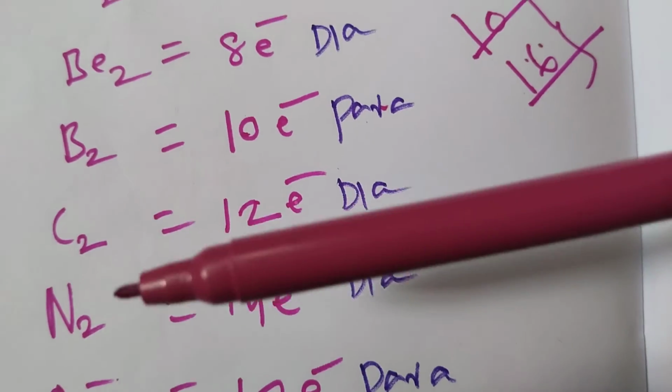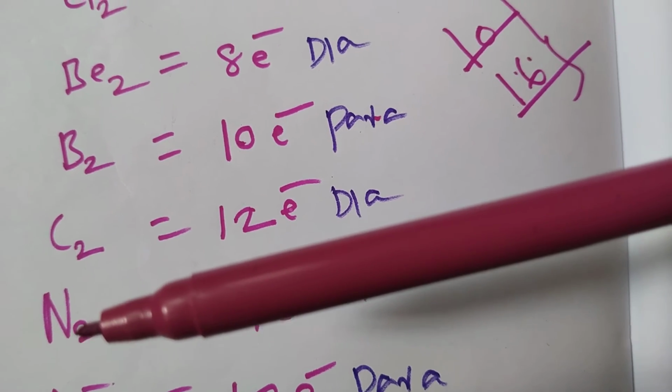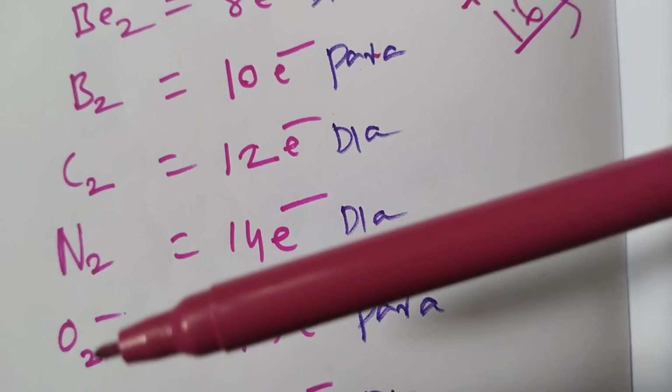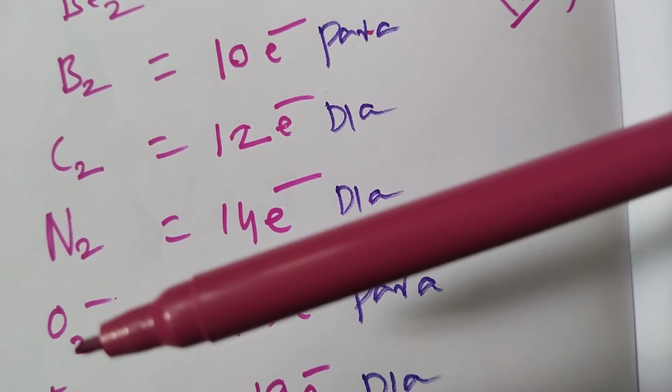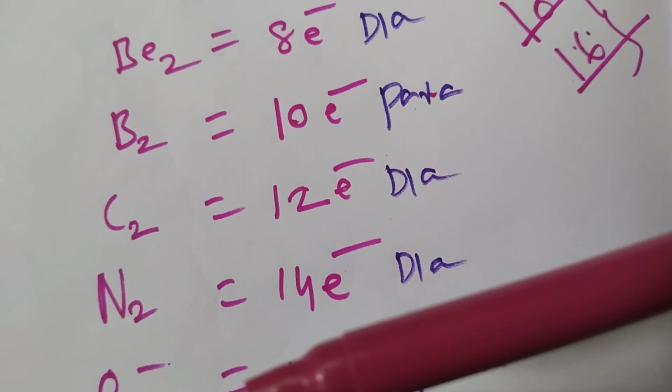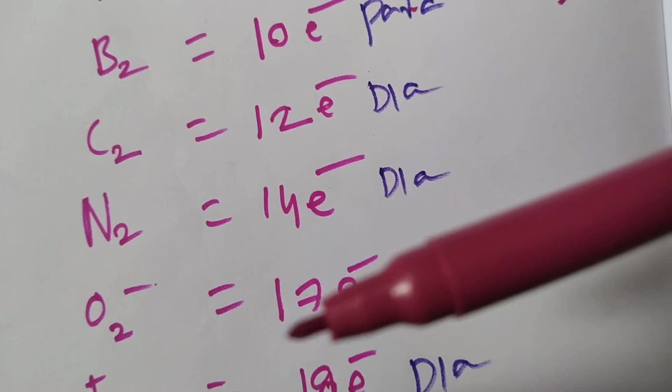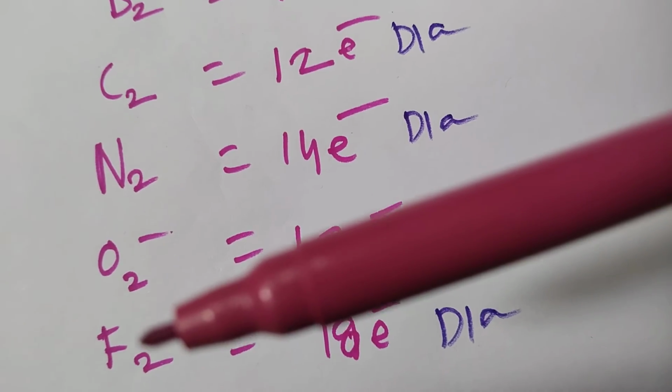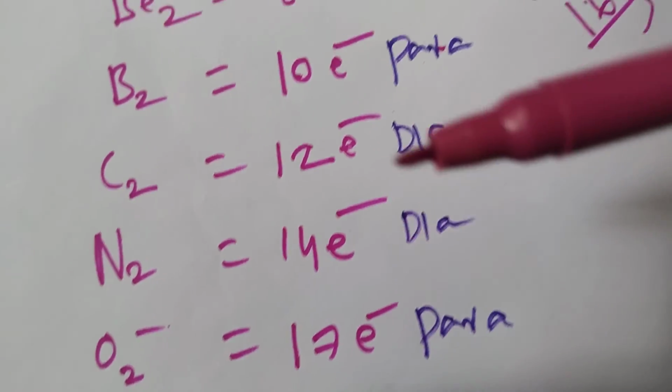Nitrogen 7 atomic number, 7 into 2, 2 nitrogens are there, 14 electrons. Oxygen atomic number 8, 8 into 2, 16. Minus indicates add 1 electron, so 17 electrons are there. Fluorine atomic number 9, 9 into 2, 18 electrons are there.